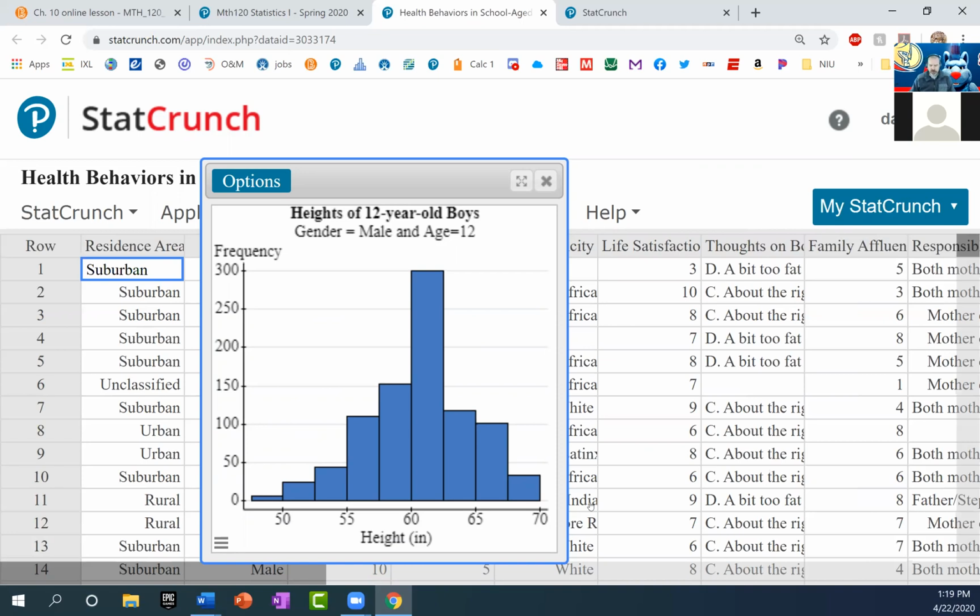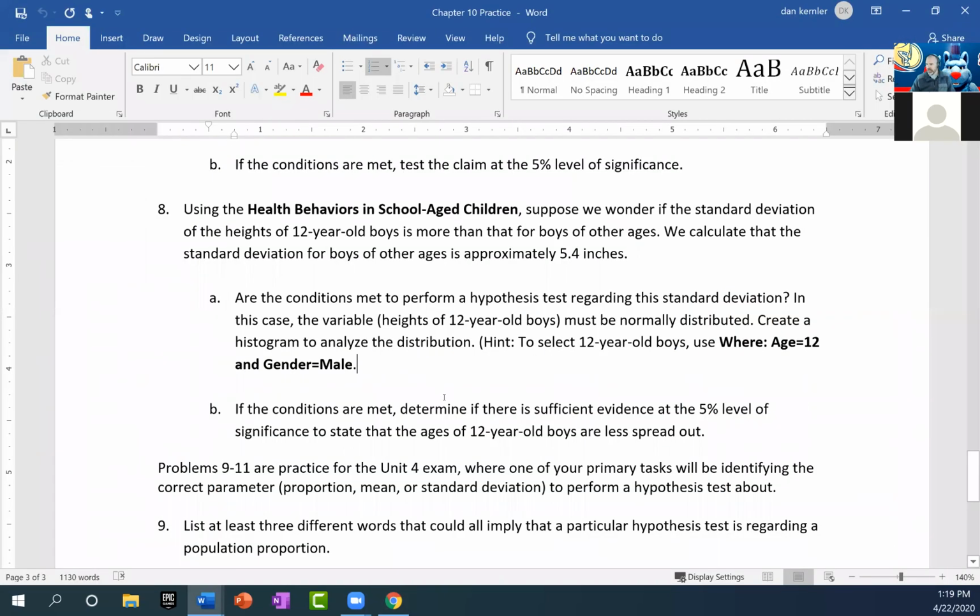it's hard to know when you're doing these because when you get to the quiz, there'll be an option for you to check that the conditions weren't met. But this one I would say is close enough. It's not like some of the variables we've looked at where they're really skewed one way or the other. So we'll say the conditions are met closely enough.